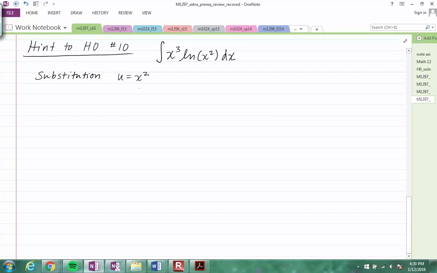So that's all I'm going to say about that. That's how I would do it. But there's something I wanted to point out here too, which is that it actually works to do it by parts in this one.